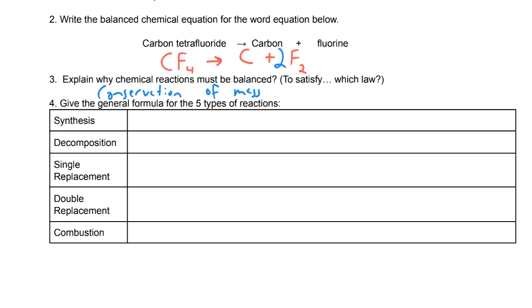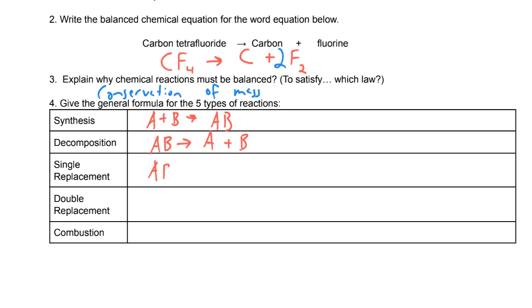All right, the general formula. So with general formulas, we're just going to use A's and B's and that kind of stuff. So for a synthesis, it's just A plus B becomes A bonded to B. So to show that they're bonded, we just write them right next to each other. This could be any 2 elements, could be synthesizing to make a new molecule. Decomposition, we have to start with something that's already bonded and split it apart. So AB goes to A plus B.